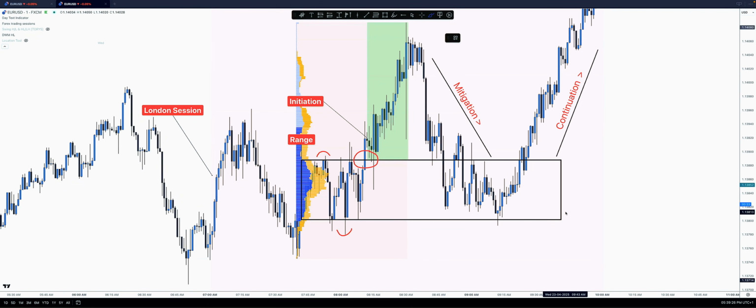Finally, we have the continuation phase where price moves in the direction that was shown in the phase of initiation. This is where the skilled trader's patience pays off as the market follows through on its intention, putting our trade execution into profit. The beauty of the RIMC model lies in the ability to create predictable entry points with minimal risk.